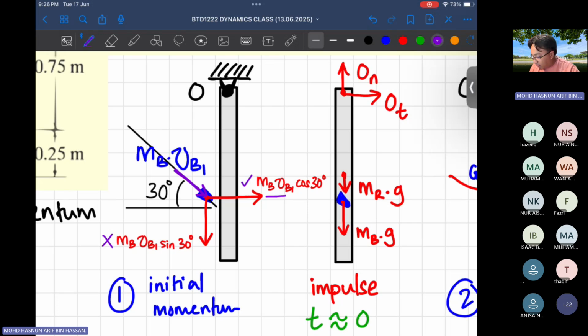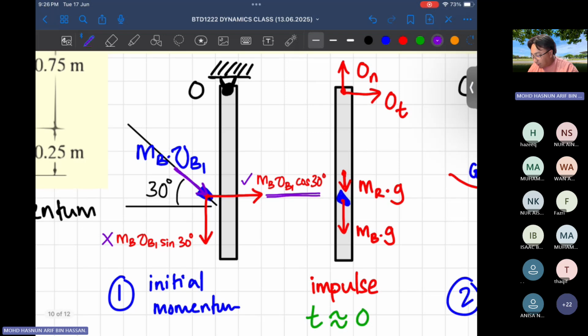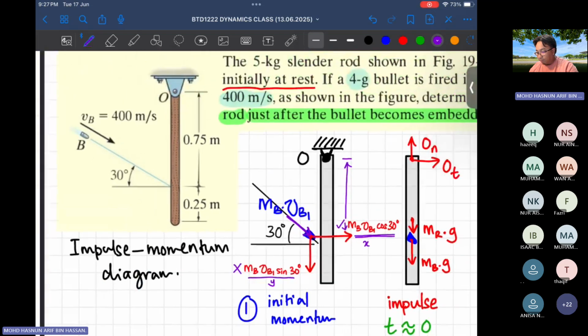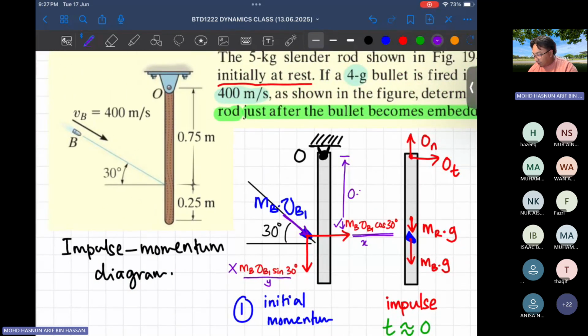But this is not yet an angular momentum. This is momentum in the tangential or x-axis. If we take horizontal as x-axis, this one is in y-axis. So to make this an angular momentum, we need to multiply with this distance, from point O to the momentum in the tangential or x-axis. So the distance, if we look here, is 0.75. The distance is 0.75, based on the figure that we have.